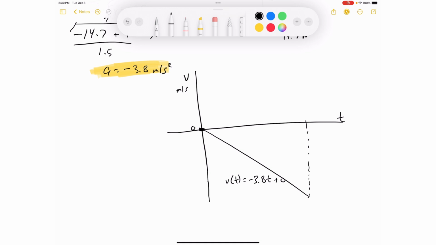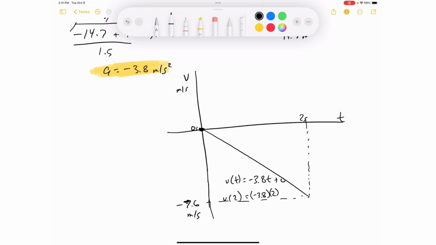This is 0 seconds, and then this is 2 seconds. So what we know is this thing is going to go for 2 seconds. So the velocity at time 2 seconds is equal to negative 3.8 times 2, of course, which is negative 7.6 meters per second. So that's how fast it's going at 2 seconds.